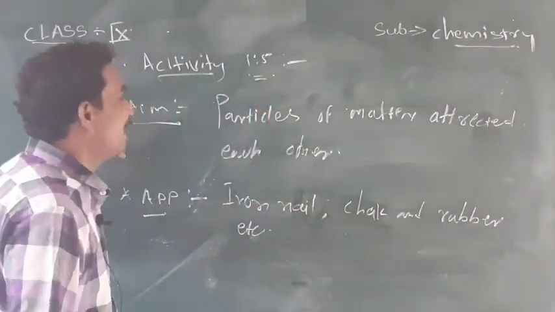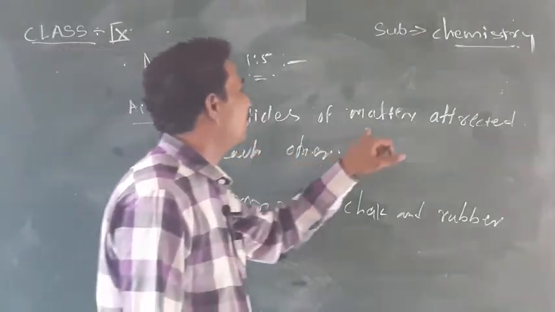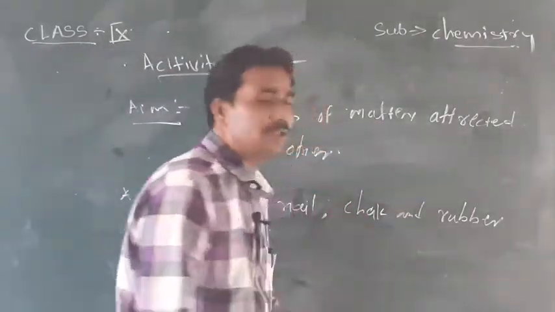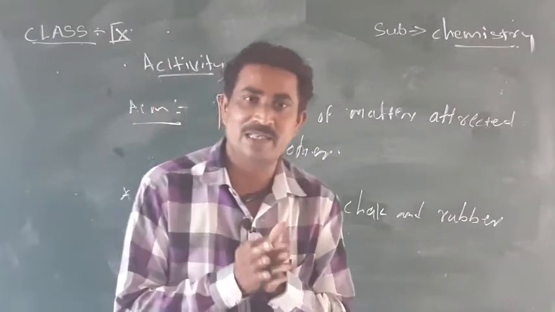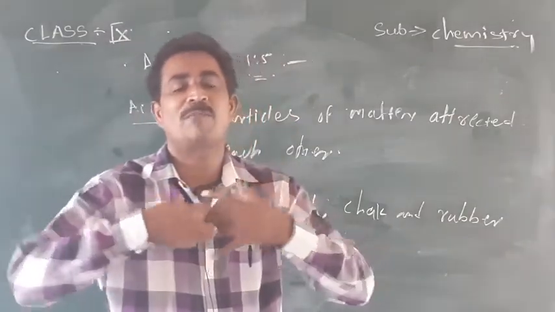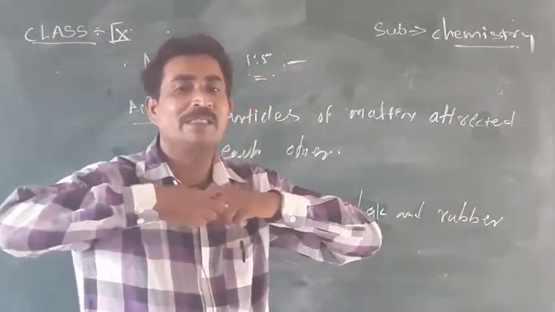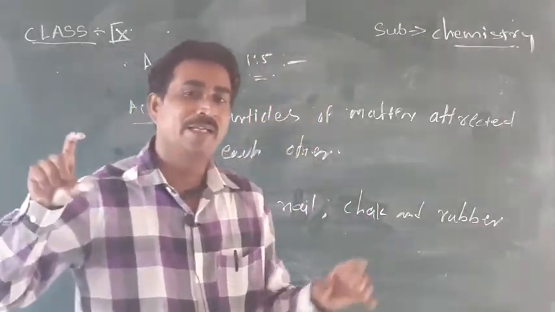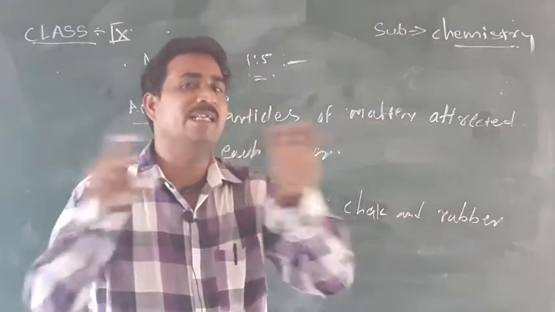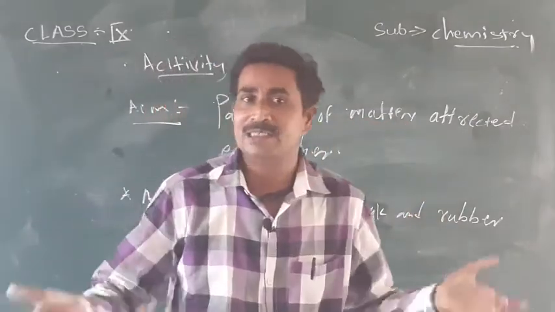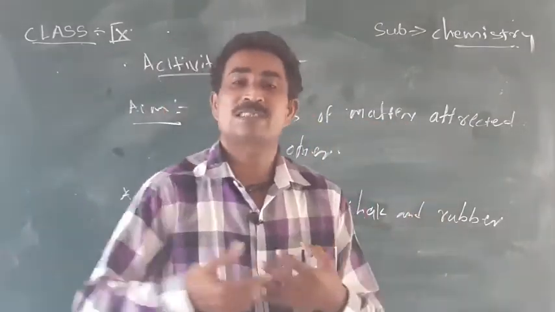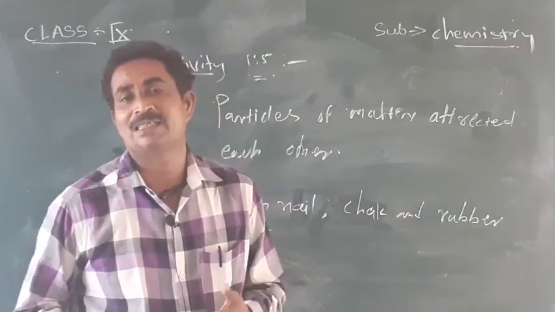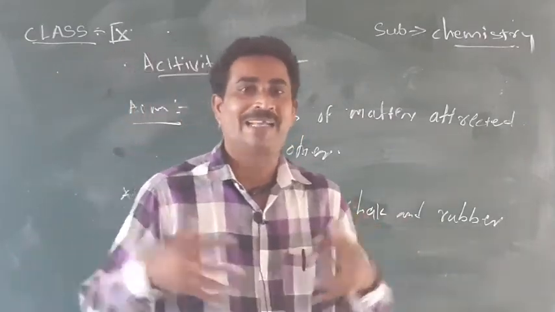So, the aim of this activity: particles of matter attract each other. This means that inside particular materials there is a force of attraction, and for that reason they attract each other. For example, iron and a magnet both attract each other. How do they attract? That does not happen automatically. The force of attraction is inside both of them, and for that reason they attract each other.